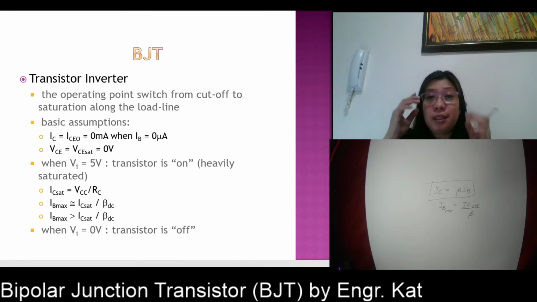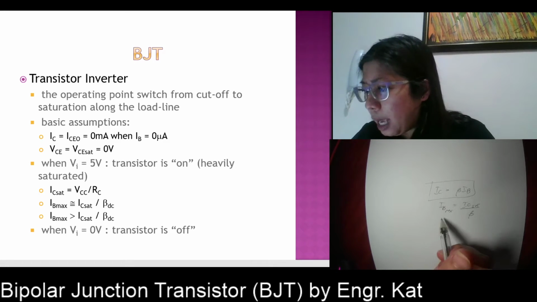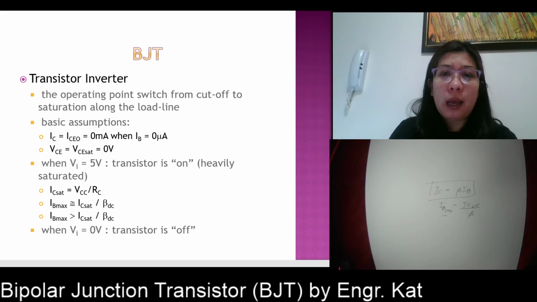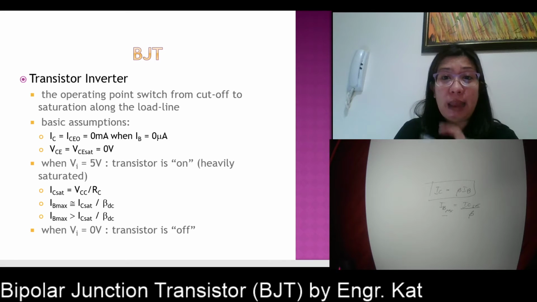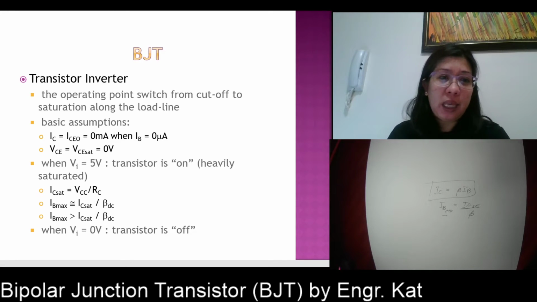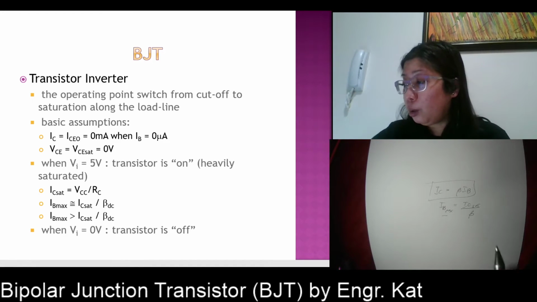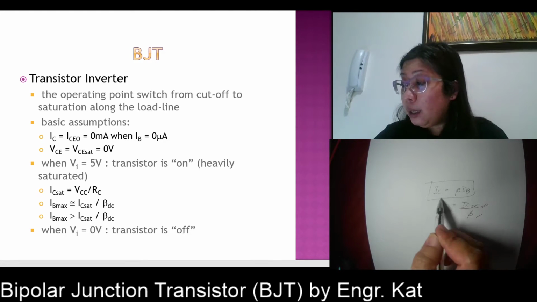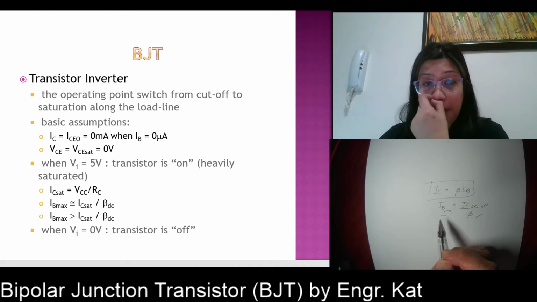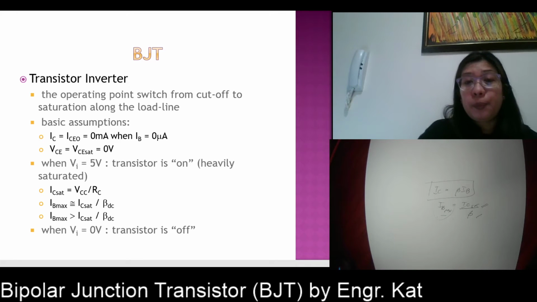The only difference is that to satisfy the condition, we will not be using a simple IB, we will be using IB max. How do we get assured that that is your IB max? Your IB max must be greater than IC saturation divided by beta. In the previous examples, we have already discussed how to solve for IC sat. When you know IC sat and you know beta, we can determine your IB max, which must be greater than IC sat divided by beta.